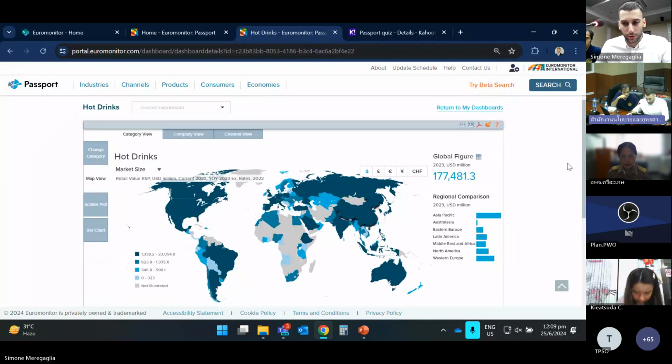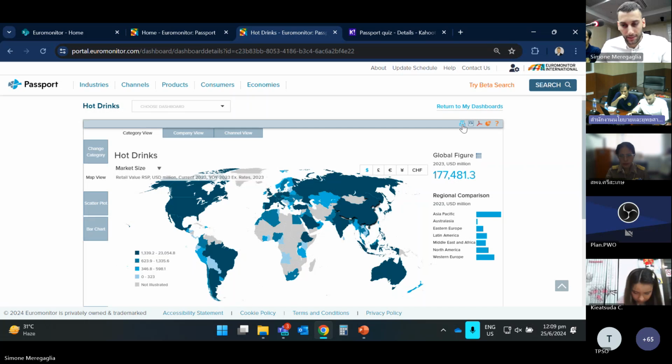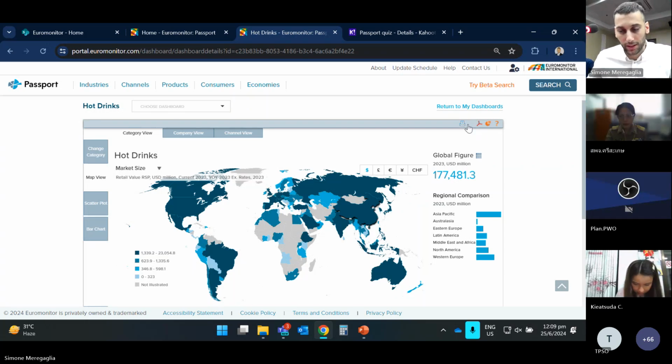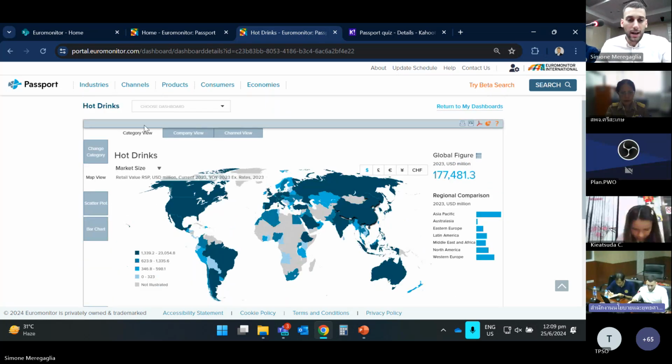Now, what does a dashboard look like? And by the way, here you can print it out. You can save it as PDF. So everything you see here is downloadable. Okay. Now, what am I looking at? This map, the darker the blue means the higher the market size. Market size means the higher the sales. For which category? Hot drinks is written here on top.